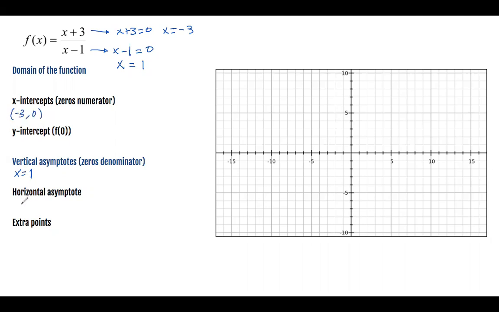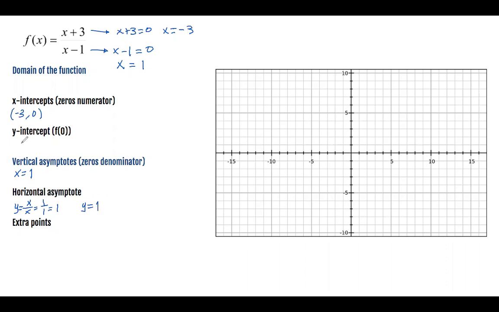The horizontal asymptote: remember that you have to compare the degrees of both the numerator and denominator. They both have the same degree. They both are degree 1. So in this case, we're going to divide the leading coefficients, so x over x or 1 over 1. And our horizontal asymptote is going to be y is equal to 1.